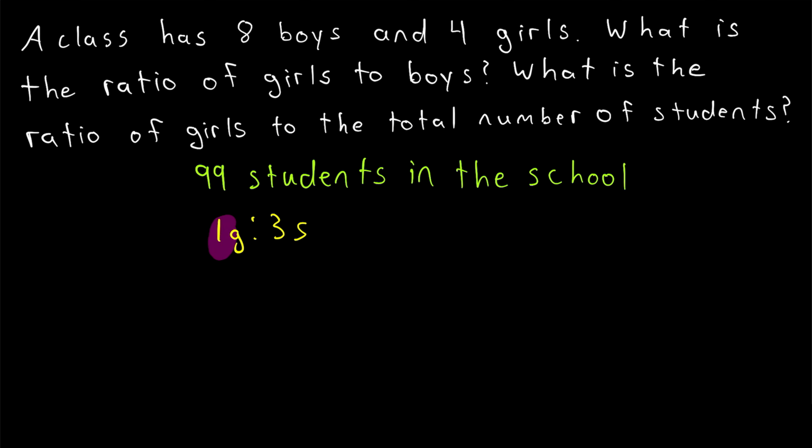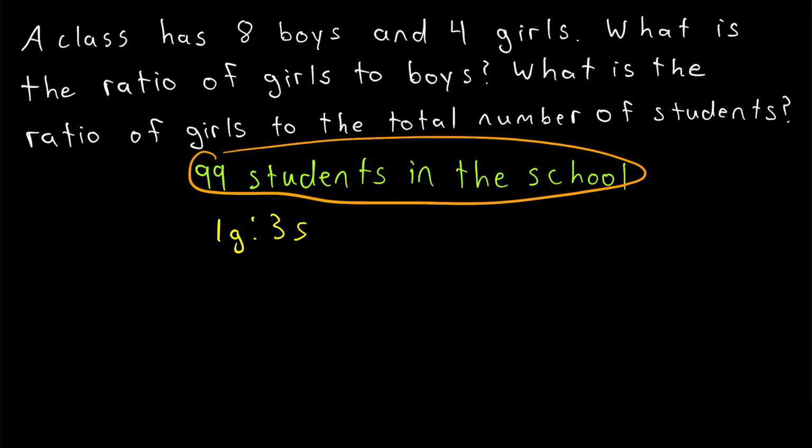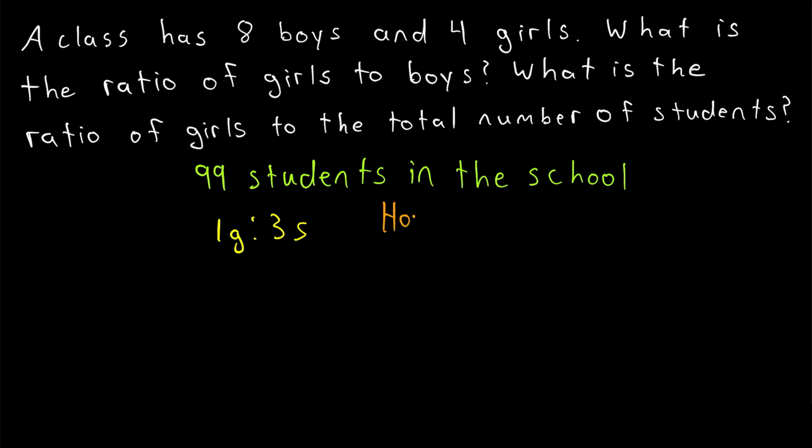Then, knowing that there's 1 girl for every 3 students in the school, and there are 99 students in the school, how many girls are there in the school? We can solve this problem easily by scaling our ratio up. We've got a ratio in terms of 3 students. There are 99 students in the school. 99 divided by 3 is 33.